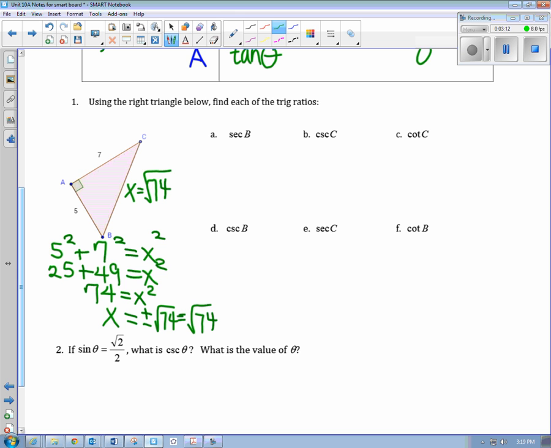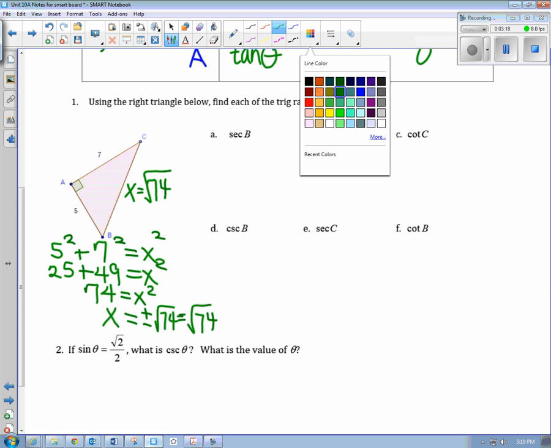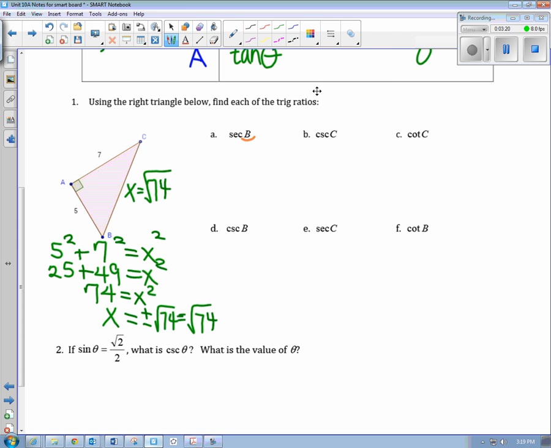So when I start working my way through each of these choices here, I'm going to separate this into two different sections. The first thing that I'm going to talk about is everything that has to do with angle B. So I'm going to put my focus on angle B. With respect to angle B, this is the opposite, the adjacent, and the hypotenuse.